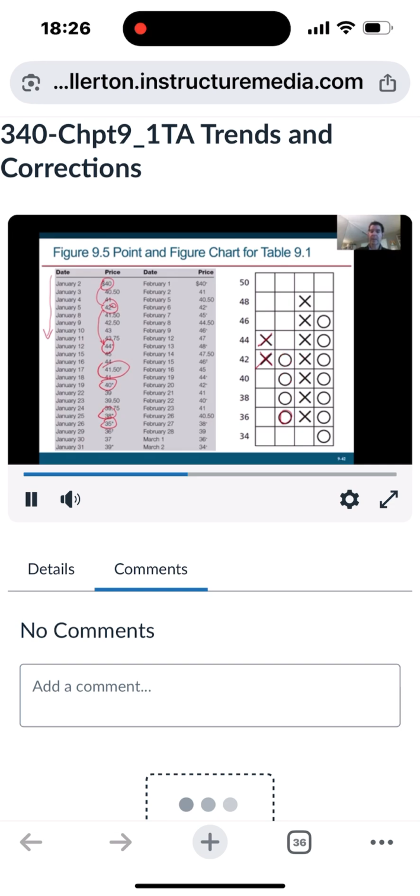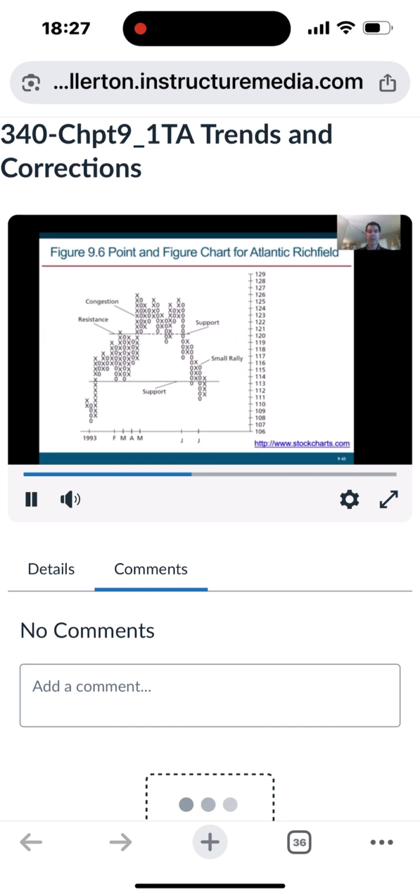Okay? What it doesn't show you when you just look at the point and figure diagrams is, look, I knew there were a bunch of O's here, meaning the stock was going down, but I don't know how long it took for the stock to go down, right? So instead, it just focuses you on how high and how low it went, but you don't get an indication of how long it took to actually do that. So if you plot one of these for a stock, it looks something like this, okay? Again, it looks like a whole bunch of X's and O's.